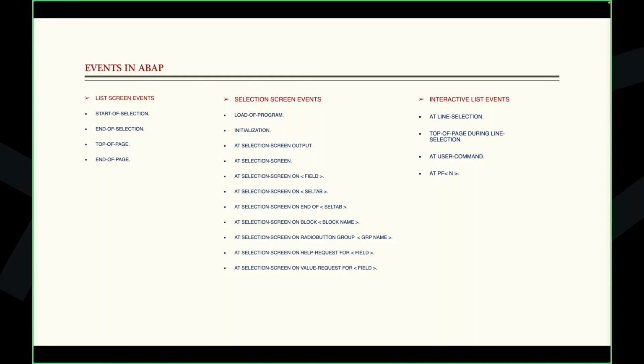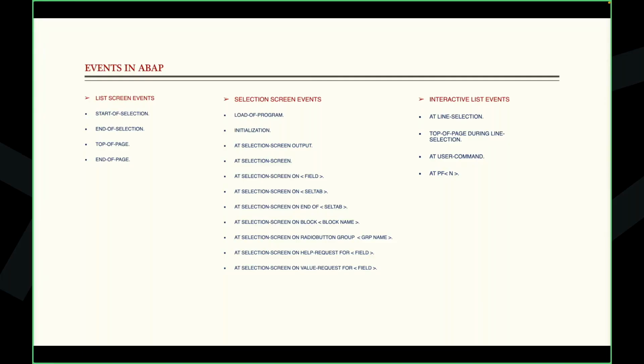So start of selection is to intimate that you are going to use logic to get the data from the database. End of selection says you are going to display information, and top of page event is used to provide header information, and end of page event is used to provide footer information. Line selection event is used to deal with the interactive screens. Top of page during line selection is used for the interactive outputs. At user command is to handle user interactions on the screen. At PF status is used to provide menus in the output.